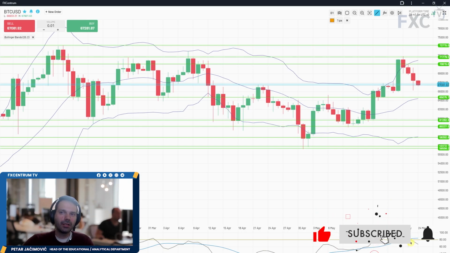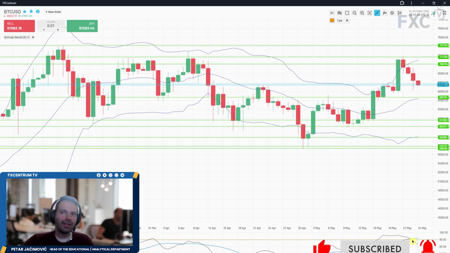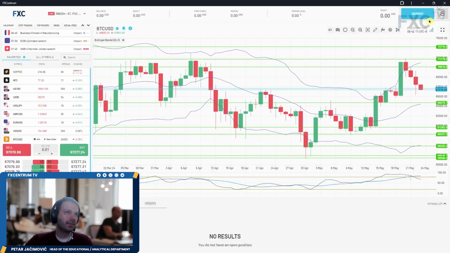We have a fresh bear cross on stochastic. The slow line is just starting, just flat at this point. It still didn't turn down. The fast line is trading downside. We don't have a significant gap between fast and slow line. So this looks pretty promising for the downside movement.